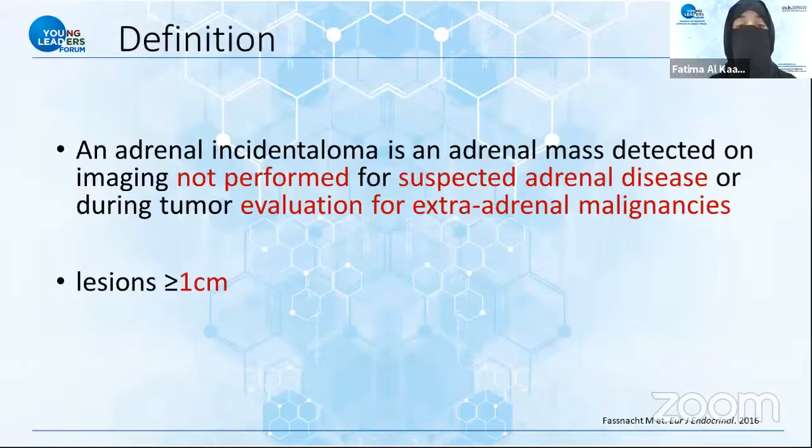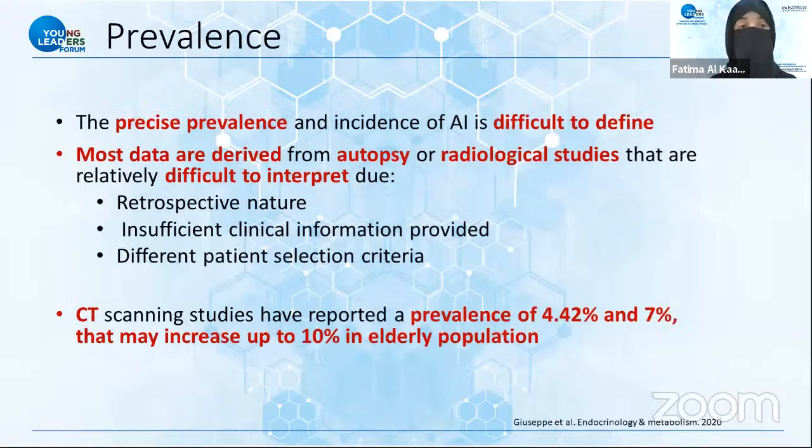It is an adrenal mass detected on imaging not performed for a suspected adrenal disease or during evaluation for extra-adrenal malignancy. The cutoff size to start the workup is more than or equal to 1 centimeter, unless there is a clinical sign or symptom of hormonal excess.